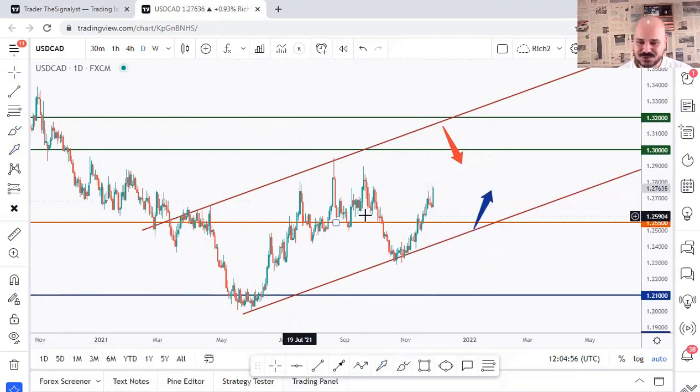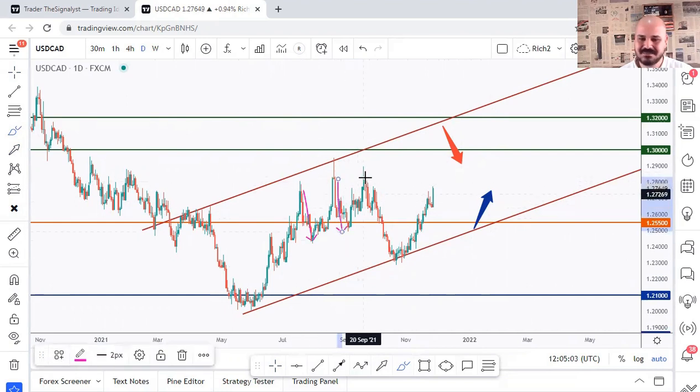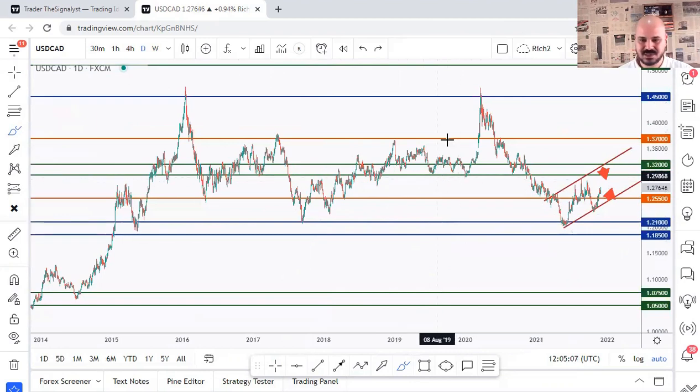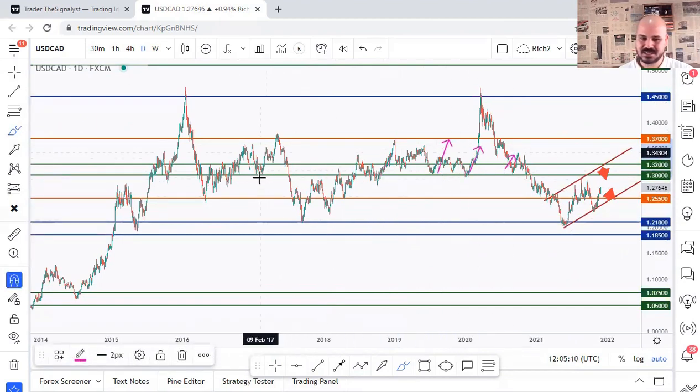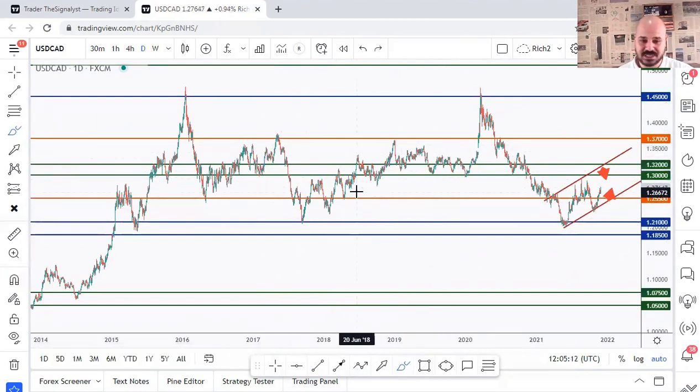And we'll also have a rejection area here around 1.28, right? We can see many rejections from it. This area is from the weekly time frame. If we zoom out, we can see it here, right? We can see it here, which is from the weekly time frame.